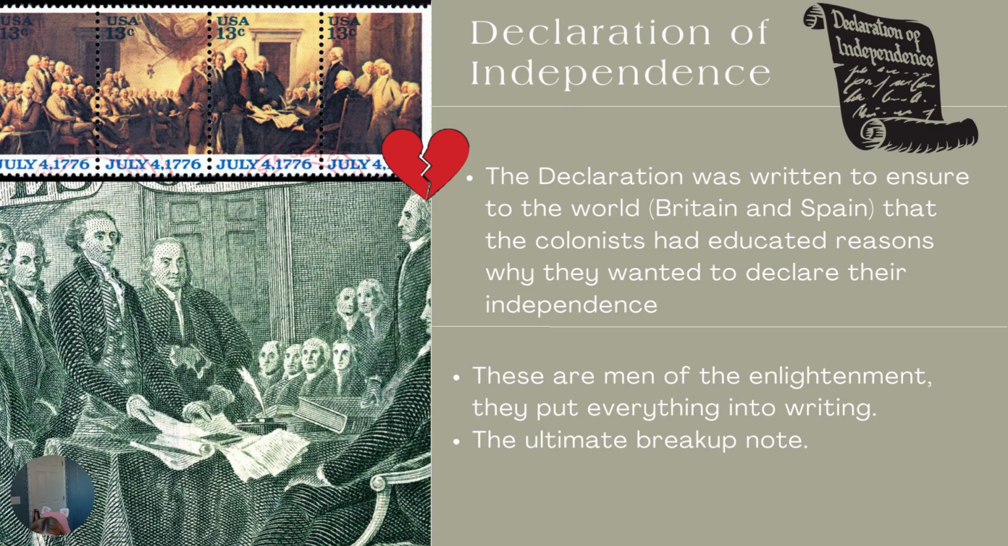All right, so the Declaration of Independence was written to ensure to the world, mostly Britain and Spain, that the colonists had educated reasons why they wanted to declare their independence, meaning they don't want to be looked at like crazies who are just overthrowing their government. I'm going to say that a million times because truly that's really why they wrote as much as they did and why we have such good documentation of it. These are men of the Enlightenment. We already talked about that. They put everything into writing, and this is the ultimate breakup letter, because it's basically saying, England, it's you, not me.